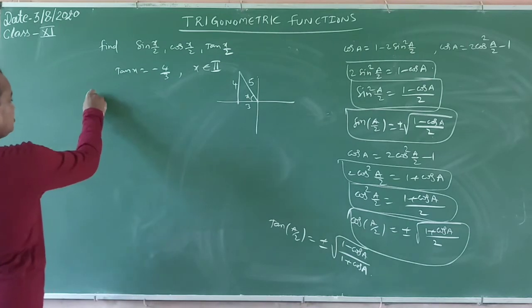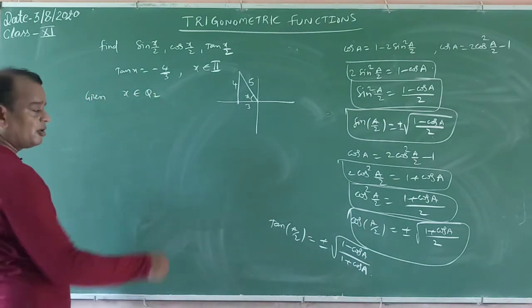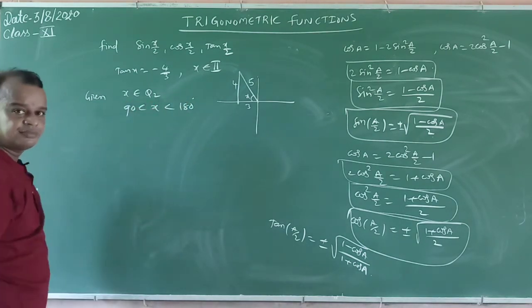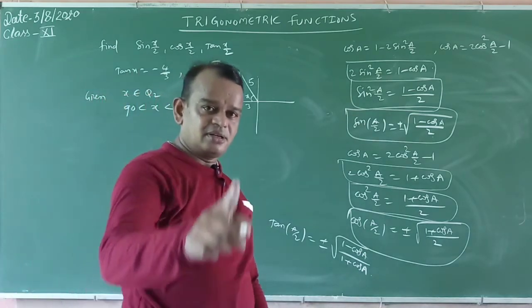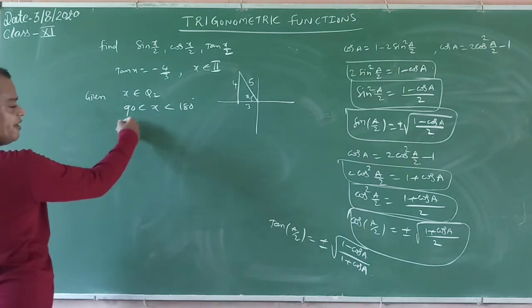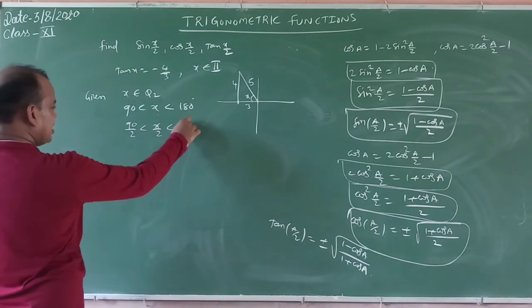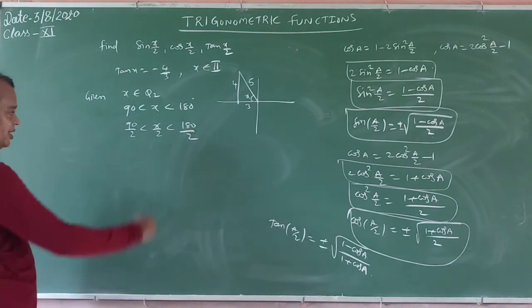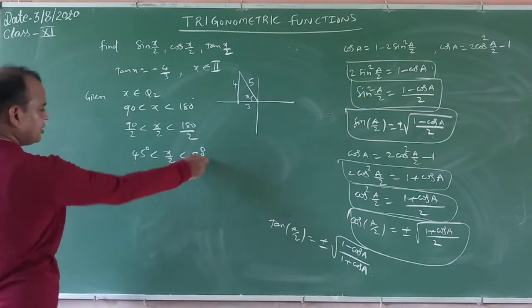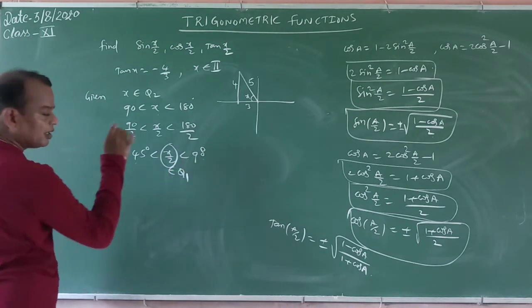Given x belongs to Q2, the second quadrant. What are the angles in the second quadrant? 90 less than x less than 180. Understood? But we want x by 2. So 90 divided by 2 less than x by 2 less than 180 by 2. 90 by 2 means 45, so 45 less than x by 2 less than 90. 45 to 90, which quadrant? X by 2 belongs to Q1, the first quadrant.